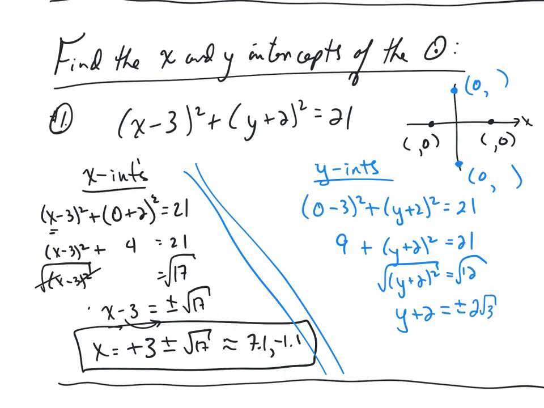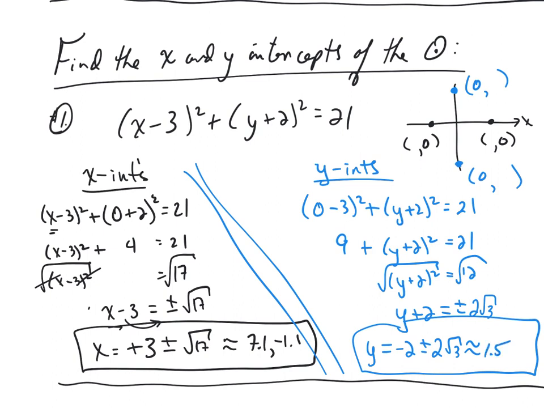And then move the plus 2 to the other side by subtraction. So the exact values would be negative 2 plus or minus the 2 square roots of 3. And again, just on this first one, I'm going to approximate those for you so you have both of them in front of you there. So negative 2 plus 2 square roots of 3 is approximately 1.5. And then negative 2 minus 2 square roots of 3 is approximately negative 5.5.